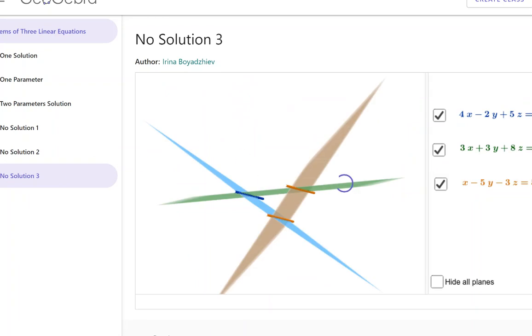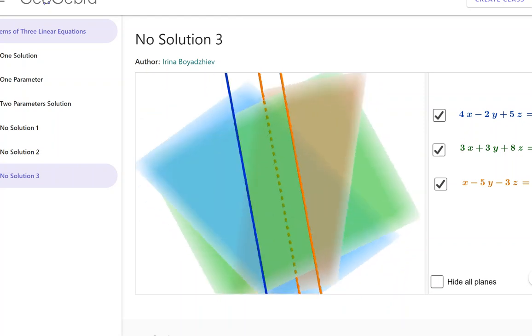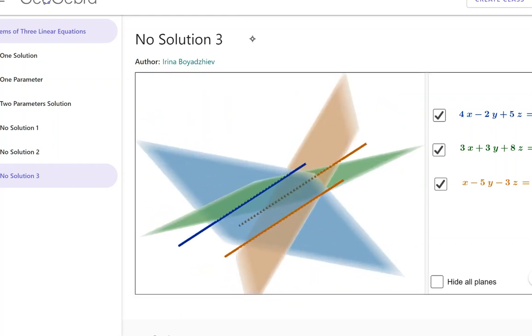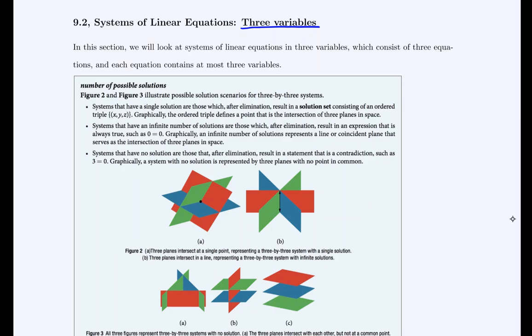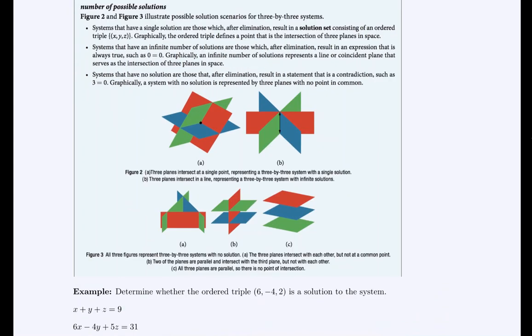And each pair of planes intersects, but no planes all intersect at the same place. That's another case of no solution. So hopefully that helps us visualize what we're talking about when we're looking at that system of three linear equations and three variables. We are outside two-dimensional space and we're now in three-dimensional space. So that helps us visualize what's going on here.